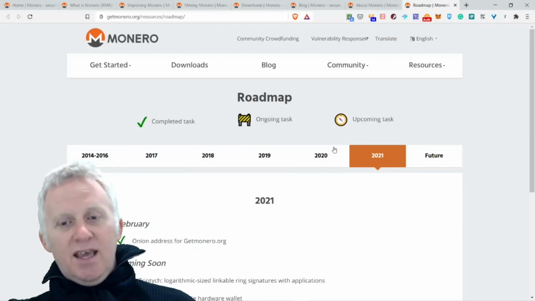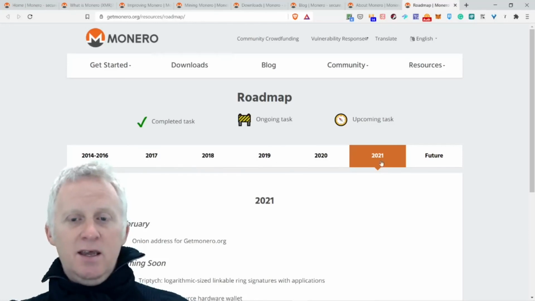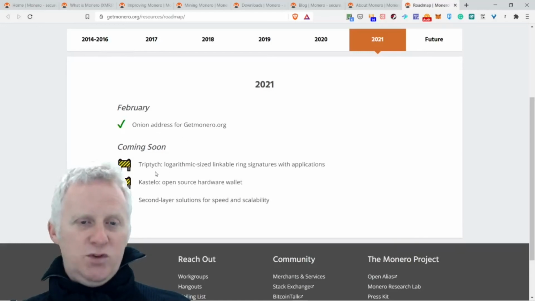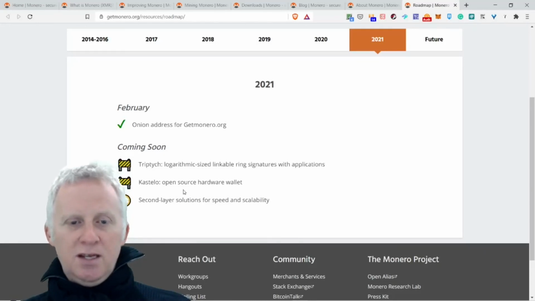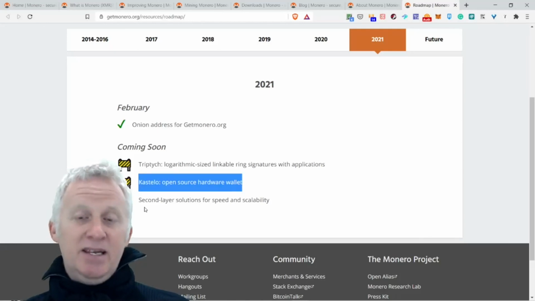So as you can see, they have a lot of development since 2014, 17, 17, 18, until 21. So what's coming in the pipe from February? Onion address for getmonero.org coming soon. Logarithmic size linkable ring signatures with applications, and a crossover open source hardware wallet. Pretty cool. A second layer solution for speed and scalability.